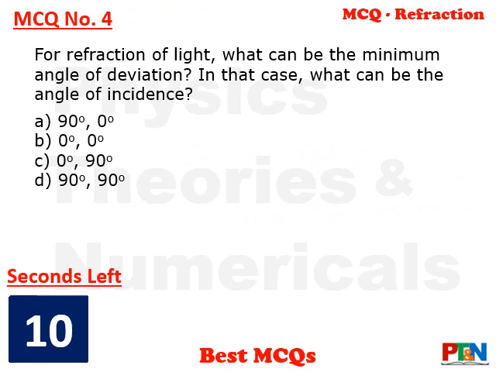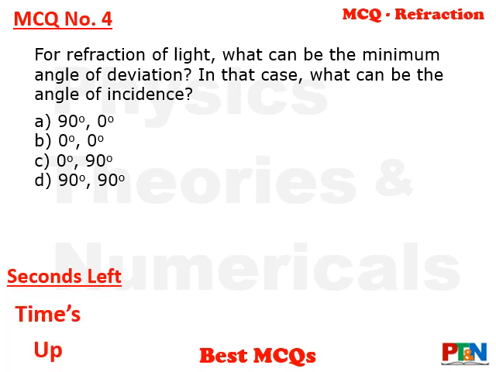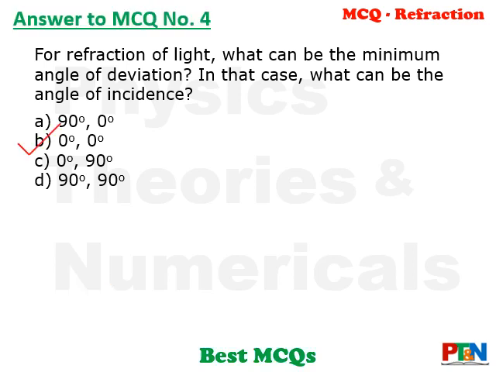Next MCQ. For refraction of light, what can be the minimum angle of deviation? And in that case, what can be the angle of incidence? Your timer for 10 seconds starts now. Time's up. Let's see the answer. The answer is option B, that is both are 0 degree. Minimum angle of deviation is 0 degree, and in that case the angle of incidence is 0 degree.